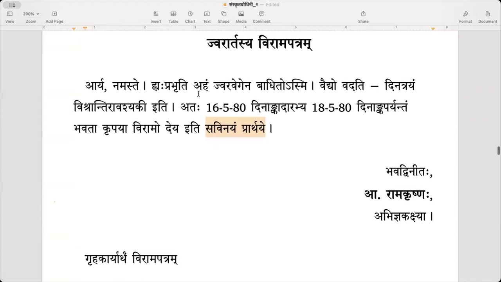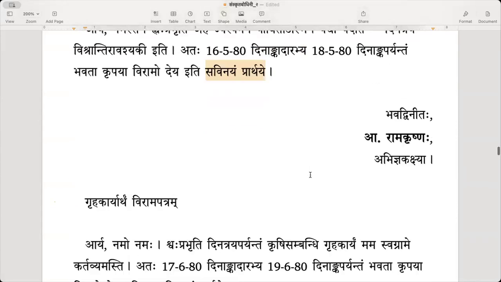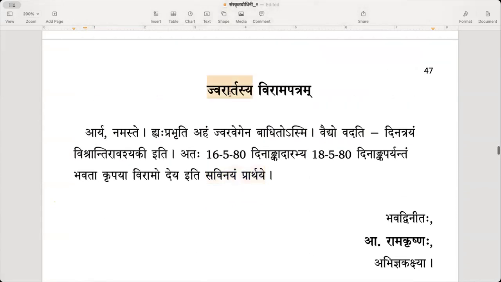So, bhavata, kripaya. Dinatrayam vishrantihi avashyaki. This is two words, yes. So, jwarena artaha, one who is suffering because of jwara, because of fever. It's a tritiya tatpurusha.